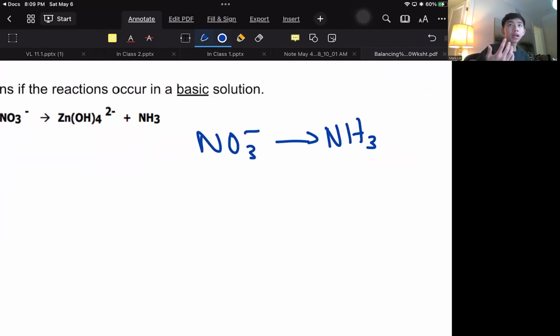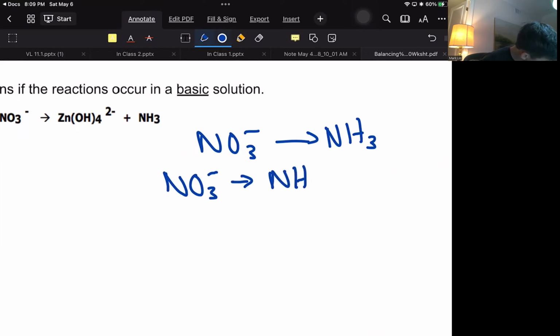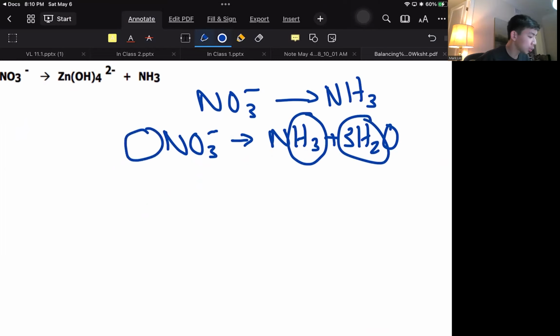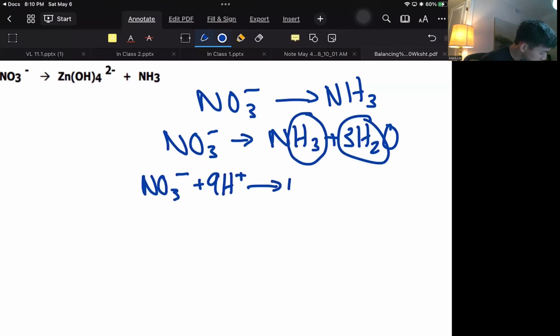we're just adding the 3 water molecules: NO3 minus to NH3 plus 3H2O. Right? And then since we need to add the hydrogens, there's 3 plus 6 is 9, and there's 0 on this side, so we need to add 9 hydrogens. So it's going to be NO3 minus plus 9 hydrogens go to NH3 plus 3H2O.